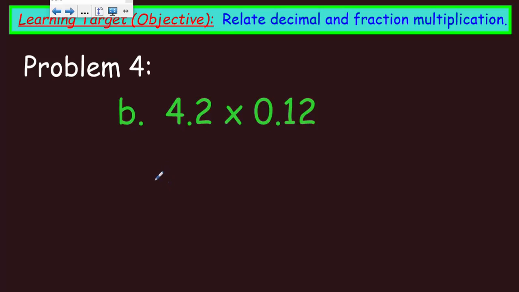Okay, for this last problem, we're going to work independently. You can put the video on pause so you can go ahead and solve this. You can decide to solve this problem using either the unit form that we did, or the fraction form, whatever's easiest for you. When you're done, make sure you count the decimal places in both factors and then put those decimal places in the product. All right?